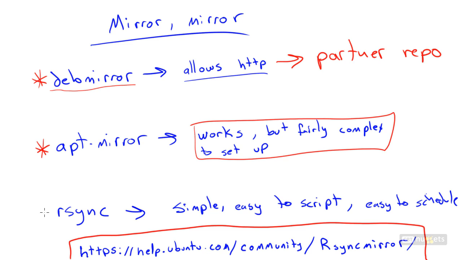And then lastly, this is what I use mainly. I use this for everything except the partner repository. It's just plain old rsync. It's simple, it's easy to script, it's easy to schedule in a cron job. Basically, rsync syncs your local files with a remote repository. So remote sync, it syncs the remote repository with your computer. And it's easy to script. It's very simple. I love rsync. I love rsync for everything.